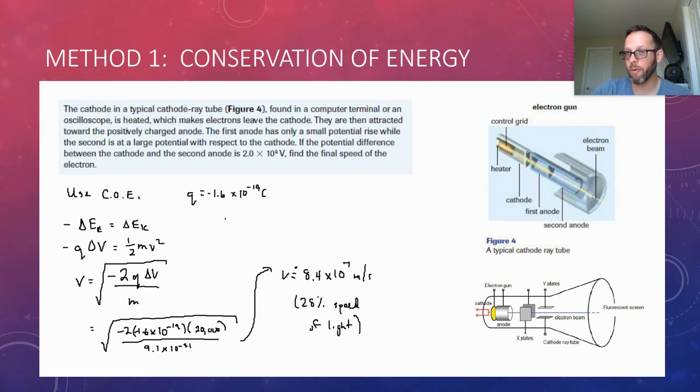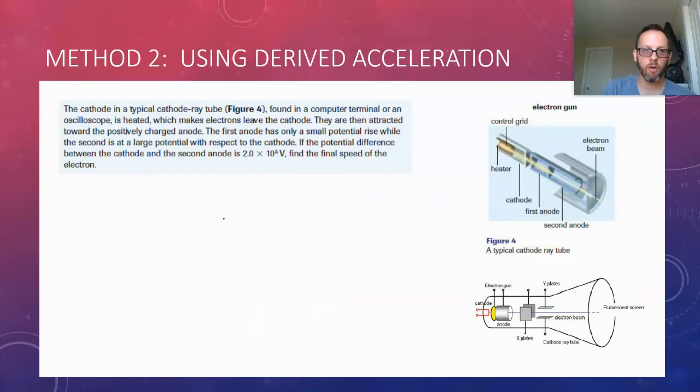Now I want to show you a second way we could do the problem, and I'm going to convince you that we would get the same answer. In the second method, we're going to use our derived acceleration formula. I'm not going to redo the derivation. You have it on your page there. We got that the acceleration was q delta V over m r. And this is constant acceleration because we're inside a parallel plate capacitor here. At least that's the assumption.